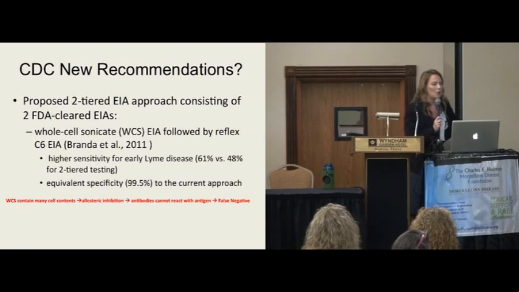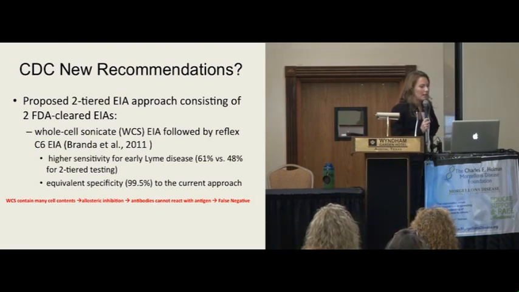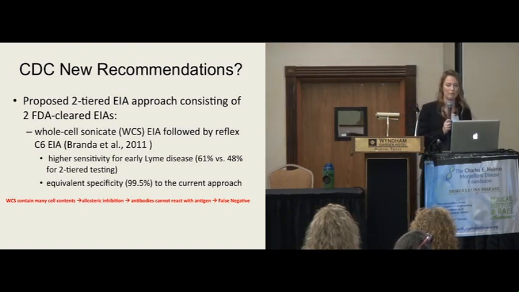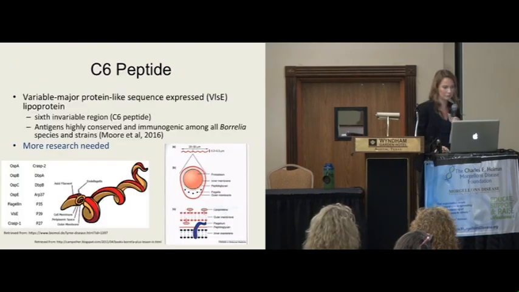Again, I do want to point out that the whole cell sonicates contain a lot of cell content. So you get a lot of allosteric inhibition, so antibodies can't react with antigens. You get a lot of false negatives.